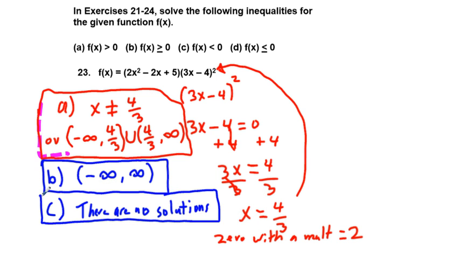All right, and part D, where is the function less than or equal to 0? Well, the function is going to be less than or equal to 0 at x equals 4/3. So we could write x equals 4/3, or if we want to, in interval notation, we can write this as 4/3, comma 4/3 in brackets. So that would be our answer to part D.